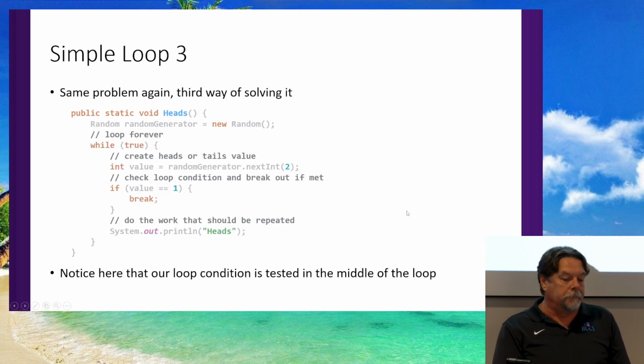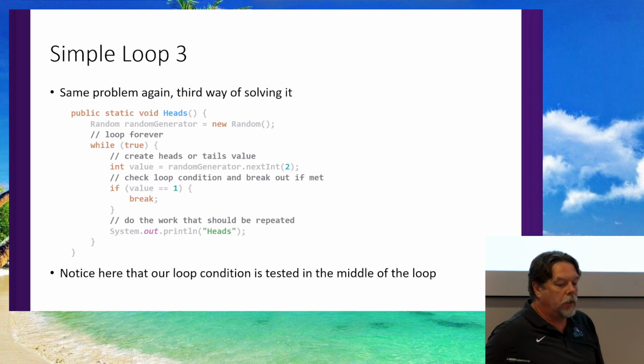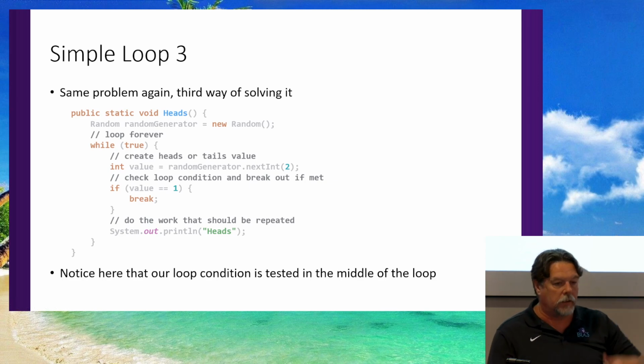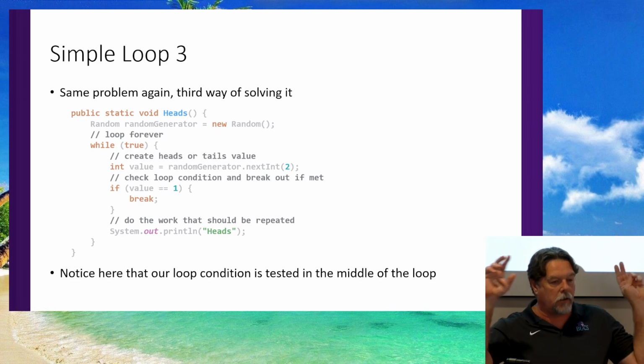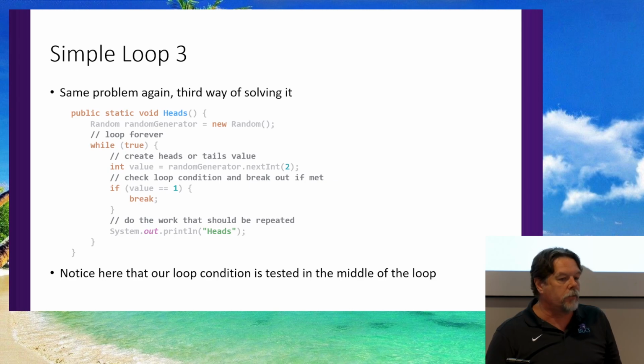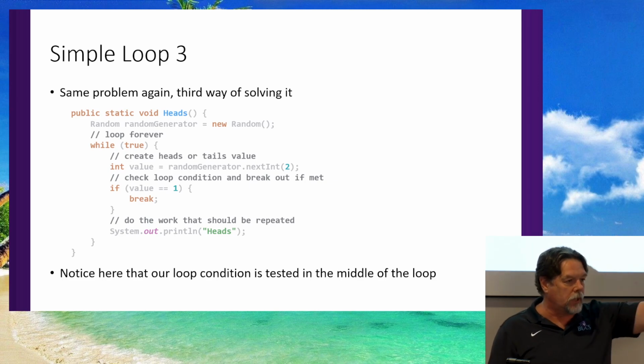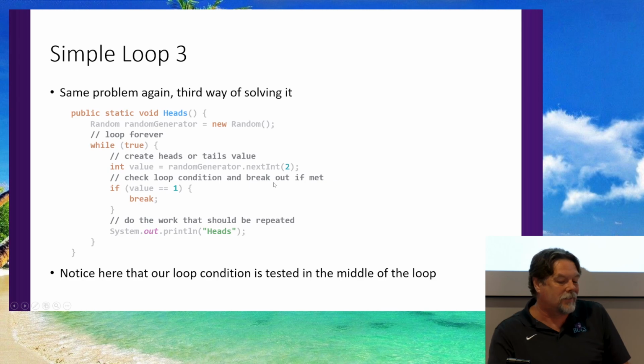Okay, third one. So same problem. We're going to get random numbers and we're going to check to see if it's heads or tails and print it. However, this is that other pattern where we check for the loop condition in the middle of the loop. So we've got the pre-test, the post-test, and I call this one the mid-test. You'll see different books, different authors call it something different, or sometimes they don't talk about it at all. But to me it makes sense. You've got the check at the beginning of the loop, the check in the middle of the loop, and the check at the end of the loop. But you see what they're doing here.